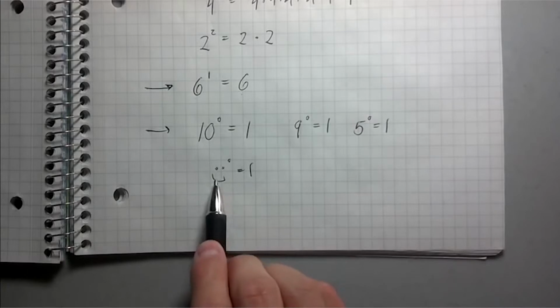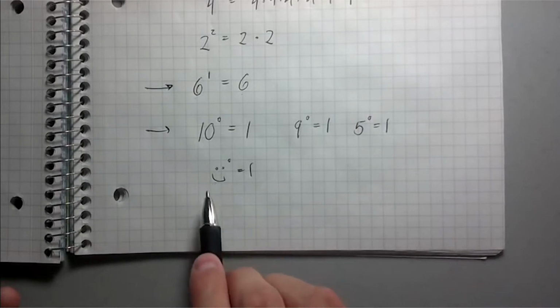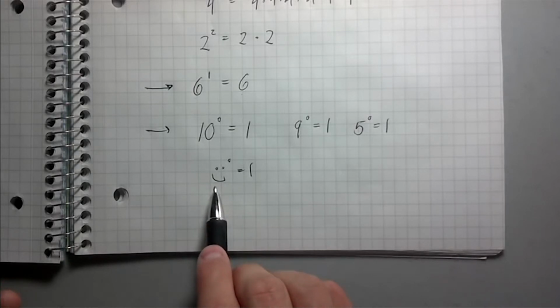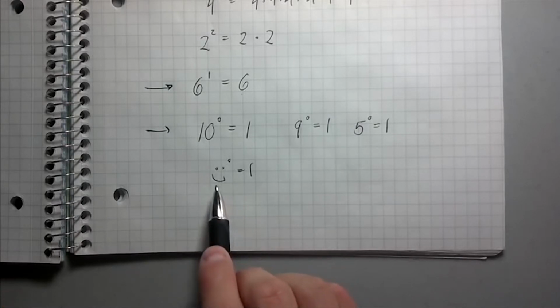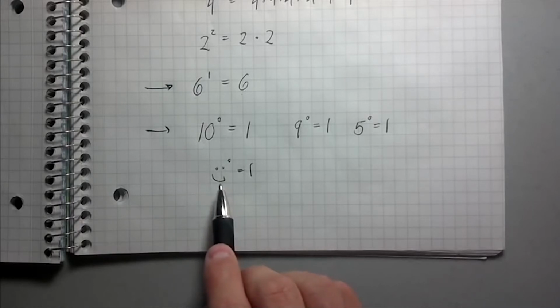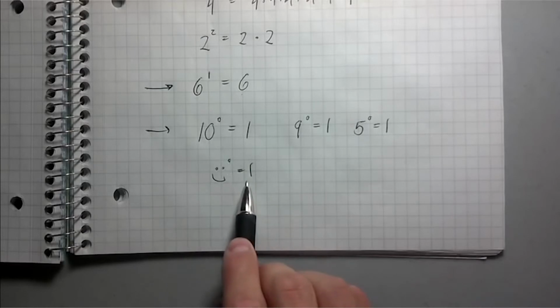Anything. It does not matter what it is, with the one exception being 0 to the 0 power, but that's a different story. As long as you have a non-zero number, it could be an integer, a fraction, a variable, whatever, if you take it to the 0 power, it's 1.